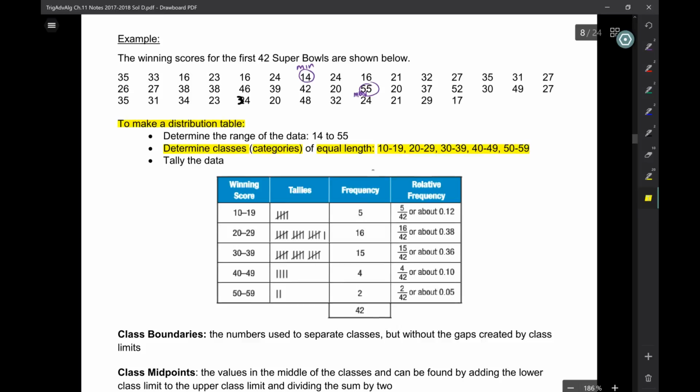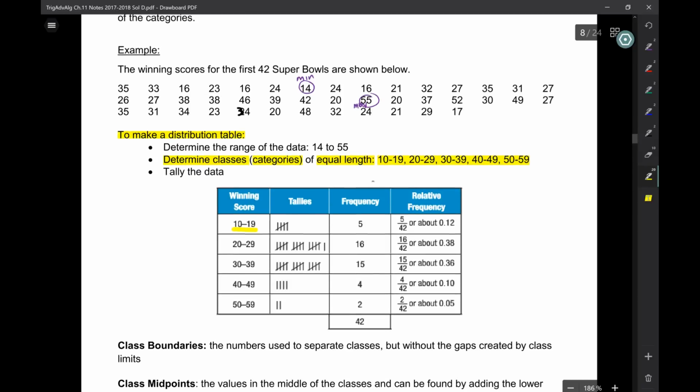So what you do is, for winning score of 10 to 19, how many are there? And you go down the list. How many are between 10 and 19? Well, you've got this one, this one, this one, this one, and then one more somewhere. Where's that next one? 1, 2, 3, 4. There is a 16 right here. Okay? So there are 5 values from 10 to 19.